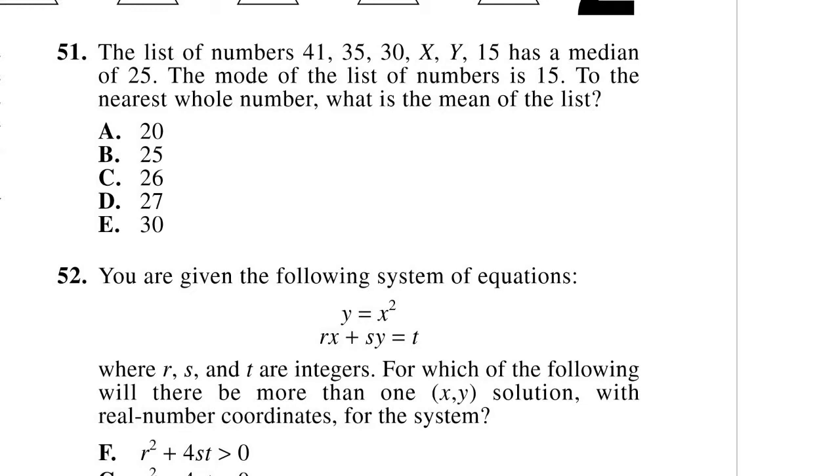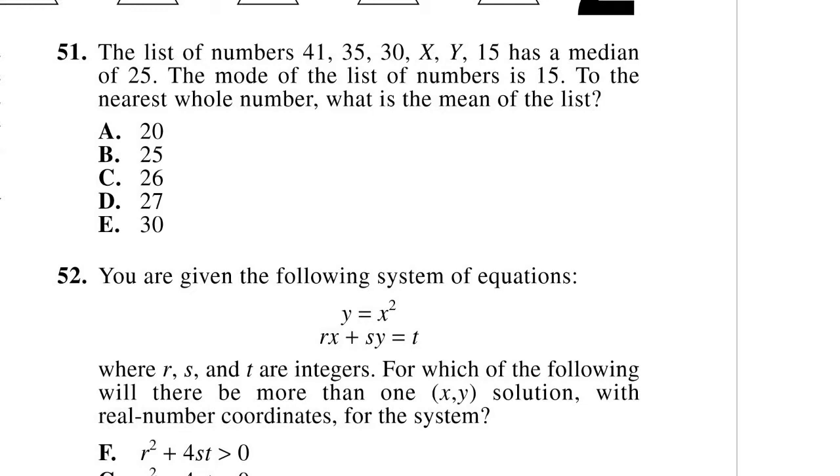Starting with number 51, we see the list of numbers 41, 35, 30, x, y, 15 has a median of 25. The mode of the list of numbers is 15. To the nearest whole number, what is the mean of the list? There's a lot going on in this question.